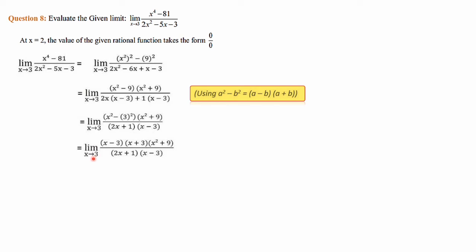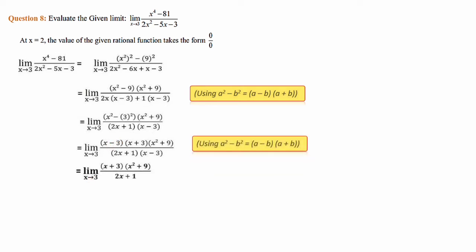Then limit x tends to 3, x minus 3 into x plus 3. This one again we are using a square minus b square formula, a minus b into a plus b. Here a is x, b is 3. So a minus b, x minus 3 into a plus b, that is x plus 3, into x square plus 9 as it is. Denominator is 2x plus 1 into x minus 3. Then here x minus 3 is common in both numerator and denominator, just cancel it. Then limit x tends to 3, we are getting the balance items x plus 3 into x square plus 9 divided by 2x plus 1.